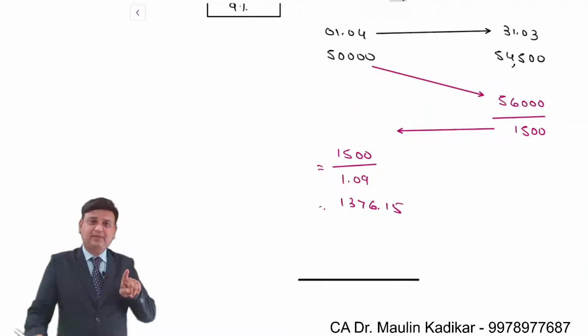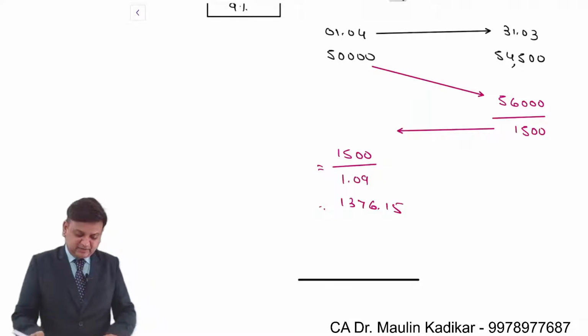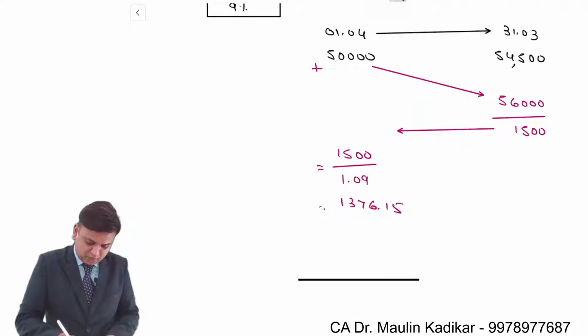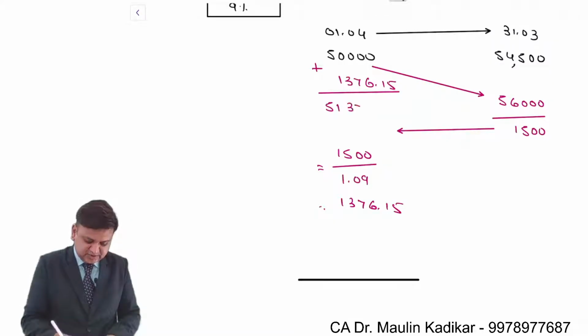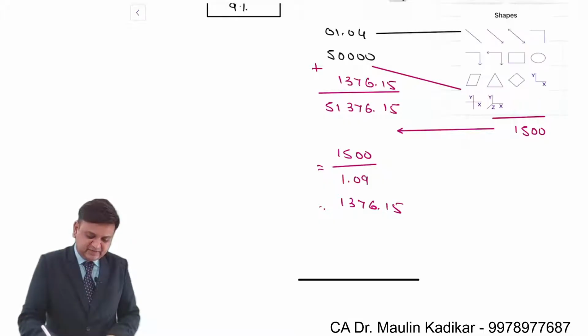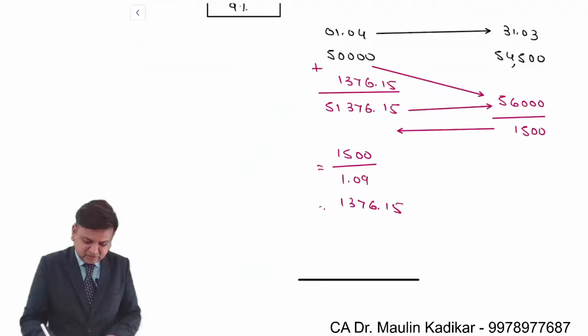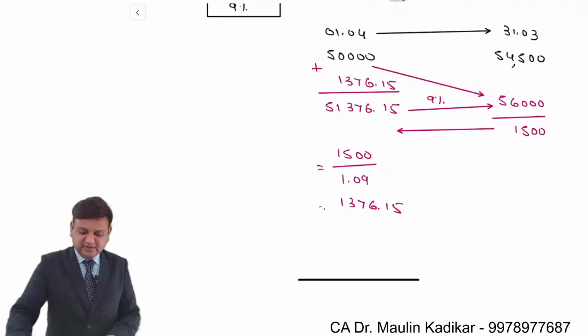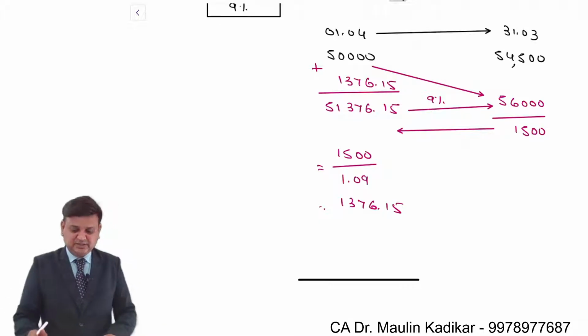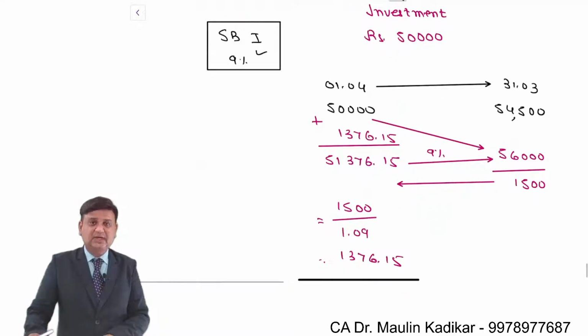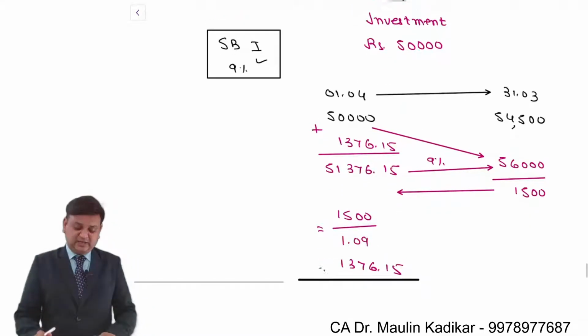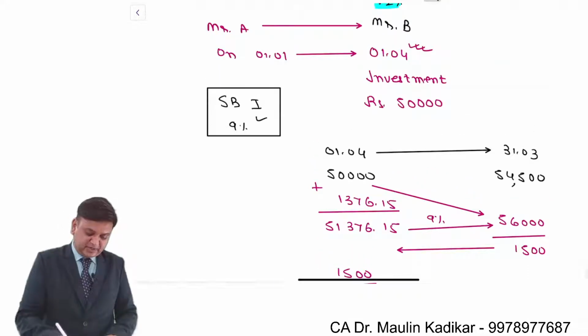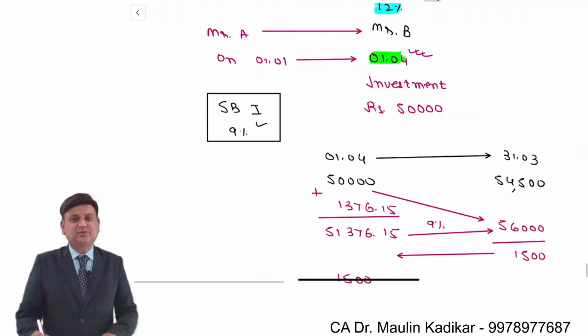So now technically what will happen? Mr. A will have an amount of 50,000 plus 1376.15. So the total amount that Mr. A is going to invest is 51,376.15, and it will be invested at the rate of 9% and the maturity amount of the deposit will be 56,000. Let us check out: 51,376.15 plus 9%, and it comes to 56,000. It means that the settlement of the forward rate agreement will be made in the present value term, that is on 1st of April itself. This is what we understand.